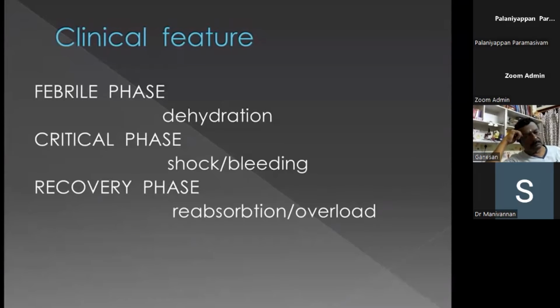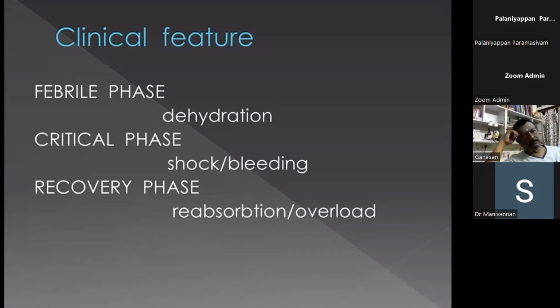During the recovery phase, all the leaked fluid will come back into the circulation. So they'll have a lot of diuresis. They'll have electrolyte disturbance. Sometimes people would have treated the child in an enthusiastic way, and volume overload will be there. They can land up in cardiac failure and pulmonary edema.